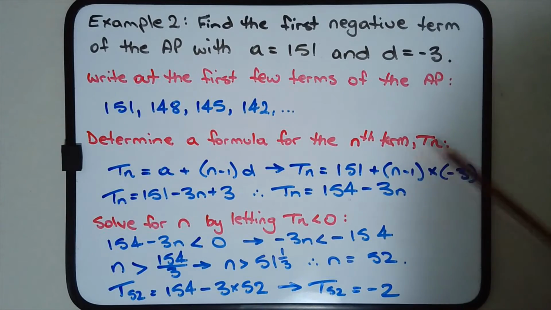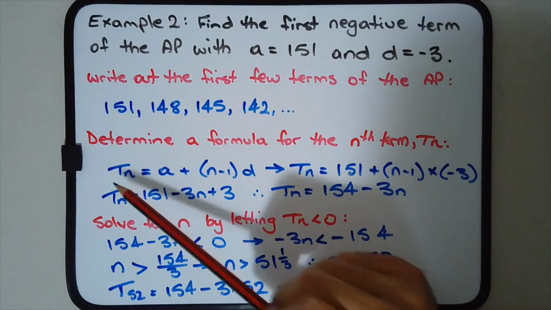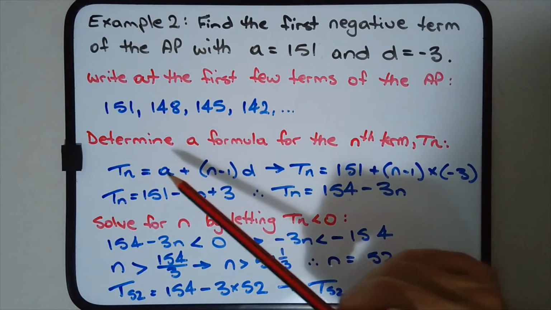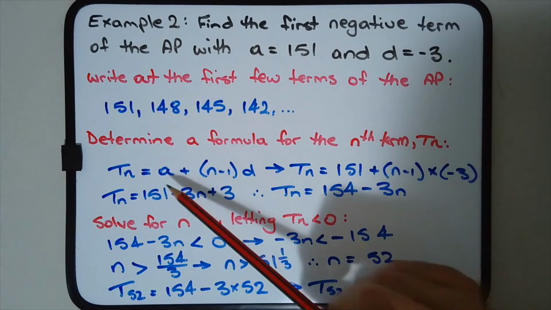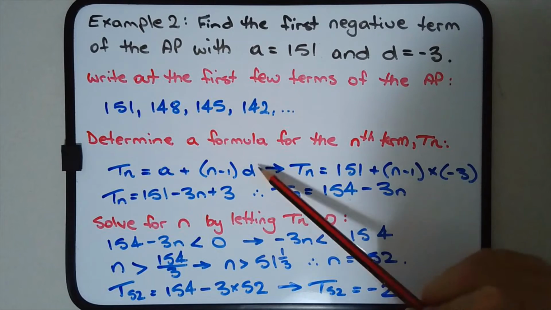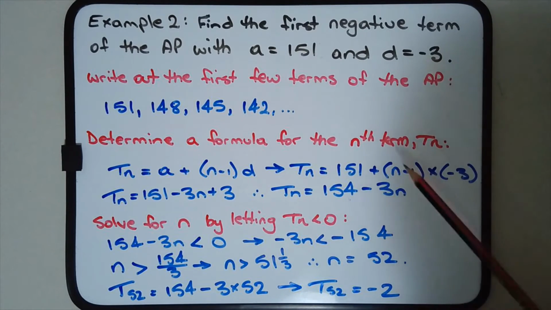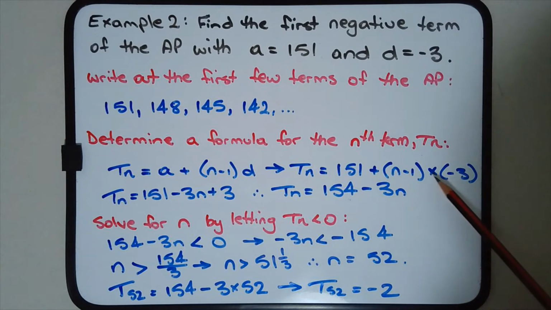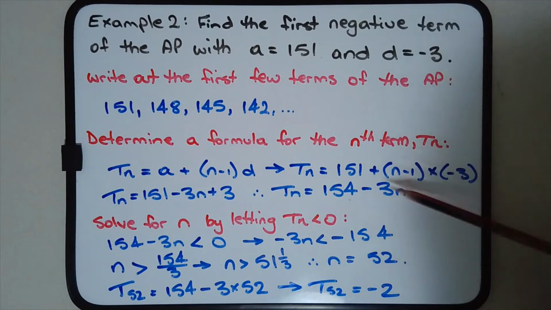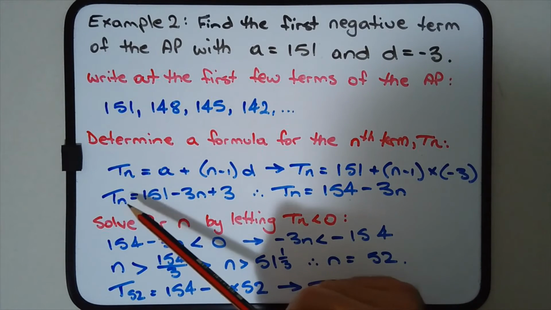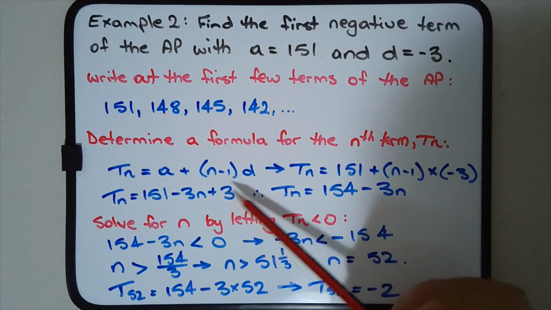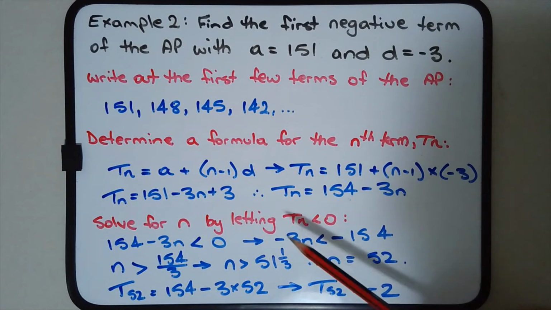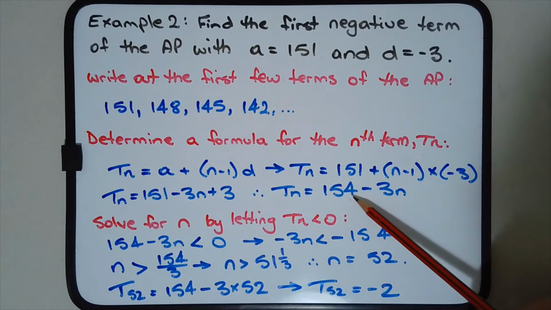Next, let's determine a formula for the nth term Tn. Starting with the general formula, Tn equals A plus n minus 1 d. So Tn equals the first term, which is 151, plus n minus 1 multiplied by the common difference of negative 3. Substituting in those two values, we have Tn equals 151 plus n minus 1 multiplied by negative 3. So let's expand the brackets and simplify the algebra. We have Tn equals 151 minus 3n plus 3. That's negative 1 multiplied by negative 3, which gives us the positive 3 there. And collecting like terms, we have Tn equals 154 minus 3n.